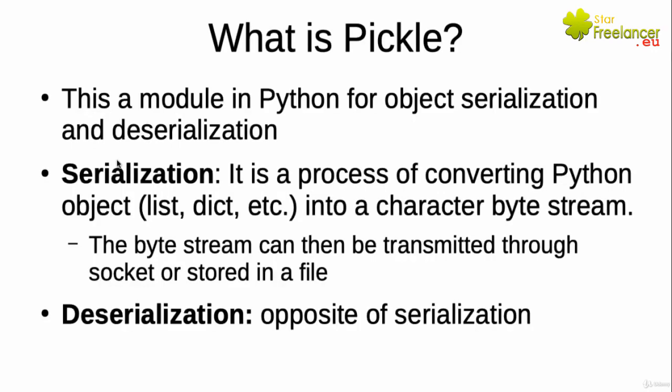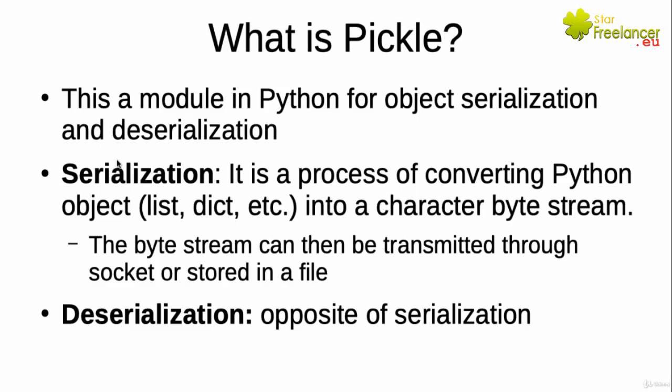Pickle. What is pickle in Python? Pickle is a module in Python for object serialization and deserialization. What is serialization? Serialization is the process of converting Python objects such as list, dictionary, and so forth into a character byte stream. The byte stream can then be transmitted through a socket or stored in a file. What is deserialization? It's the opposite of serialization.